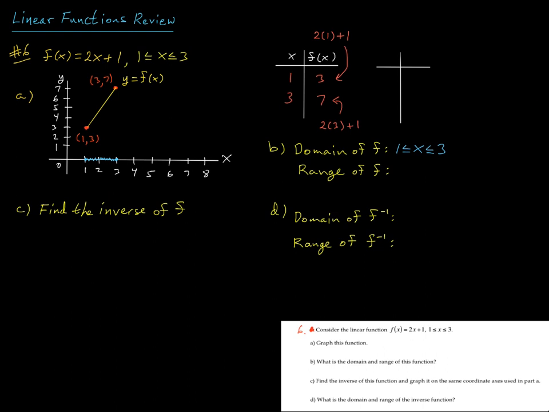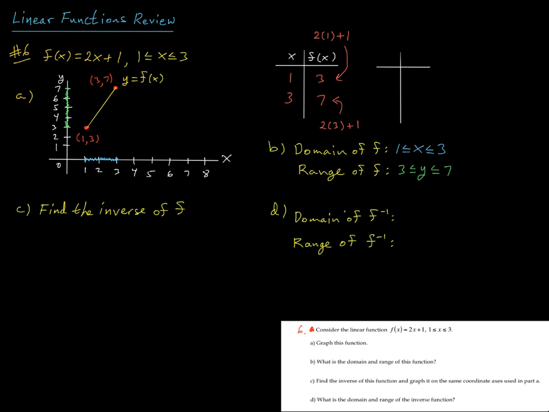Okay, now for the range, this is the set of all output values. So in other words, the set of all y values along our line segment here. So if I project this line segment onto the y-axis, I'm going to be covering this interval from 3 all the way up to 7. So our range here would be the set of all y, where y is greater than or equal to 3 and less than or equal to 7. So that would be our range.